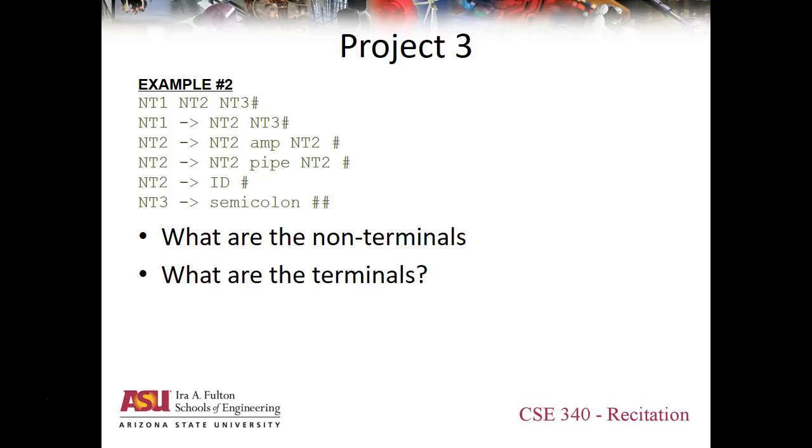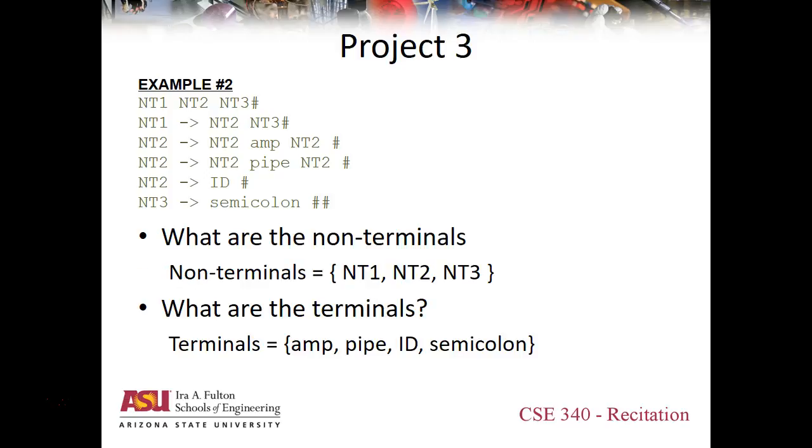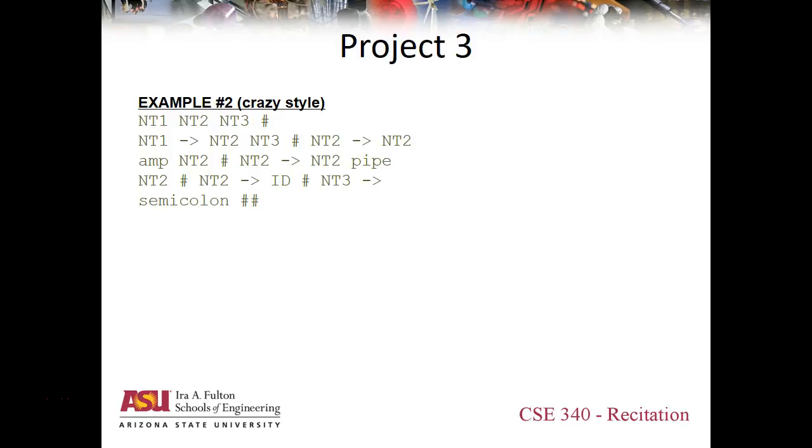Amp, pipe, ID, semicolon. Yeah, exactly. Amp, pipe, ID, semicolon are the terminals, and the non-terminals we already said, NT1, NT2, NT3, and they're listed at the top. So here's crazy style. This is where I was talking about. This is just as valid as the last one. It's just we're not worried about where the new lines are. They could be anywhere.